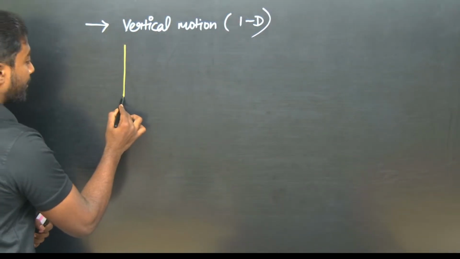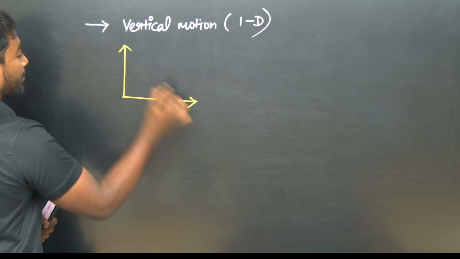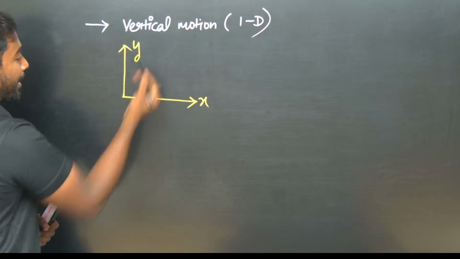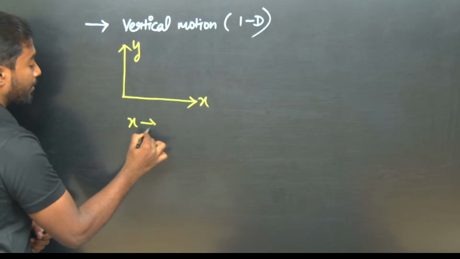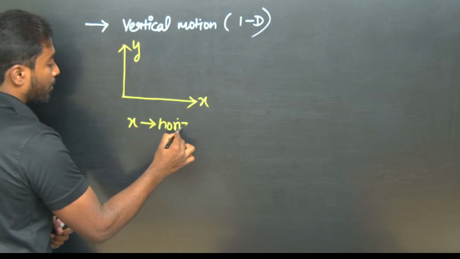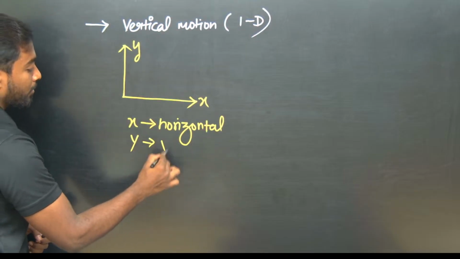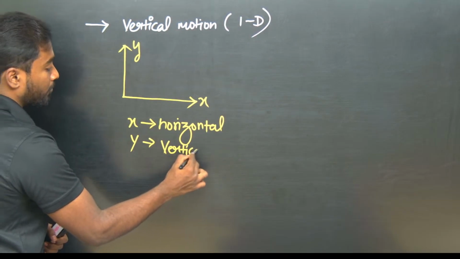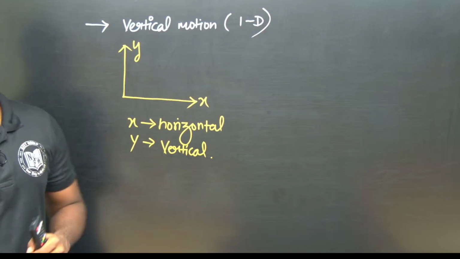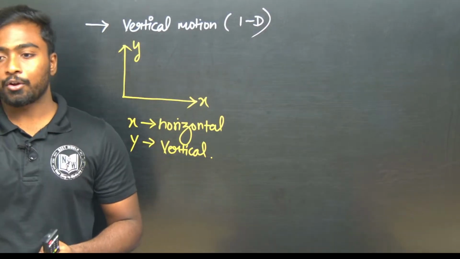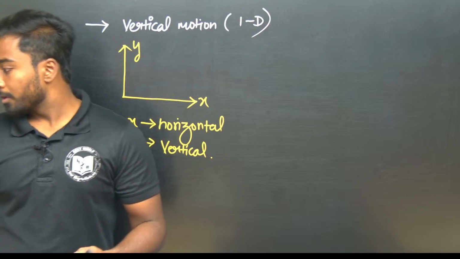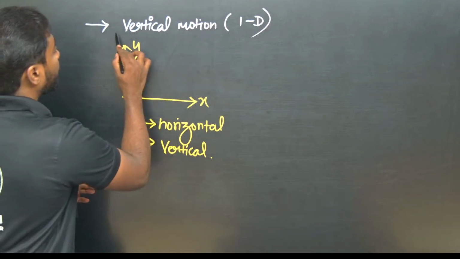So when I take a graph, this is my x axis and this is my y axis, where x is said to be horizontal and y is said to be vertical, like rows and columns. Yeah. So now we will talk about the motion.